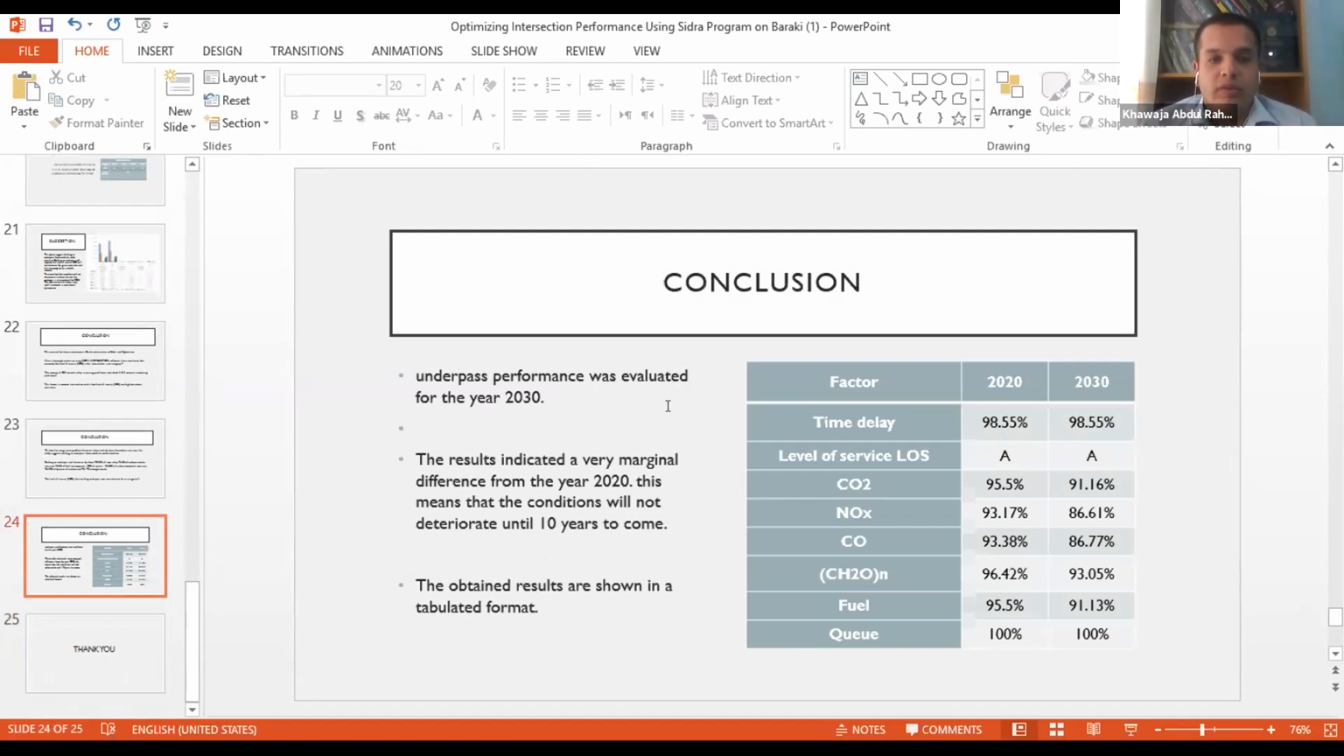Underpass performance was evaluated for the year 2030. The result indicated a very marginal difference from the year 2020. This means that the condition will not get worse for the next 10 years as well. The obtained results are shown in a tabulated format.